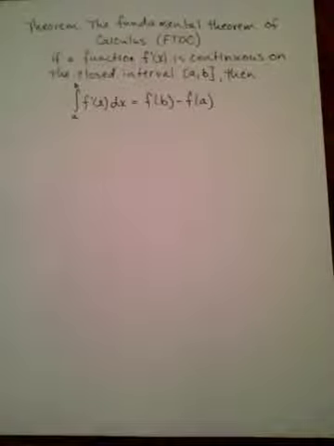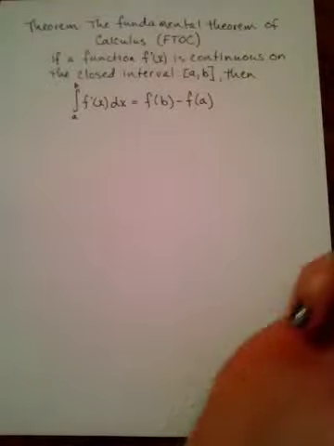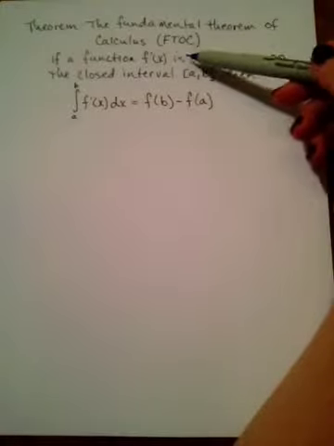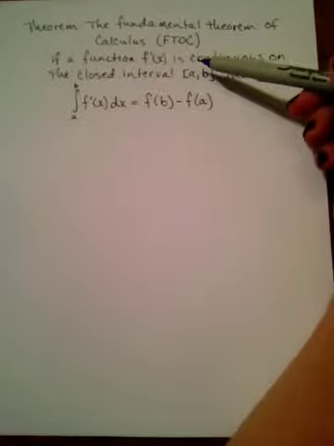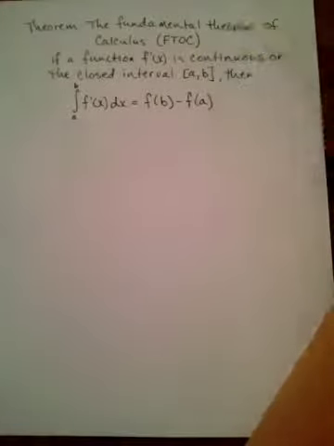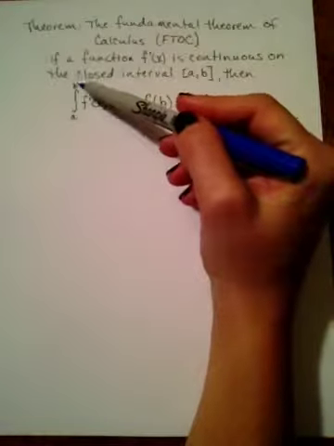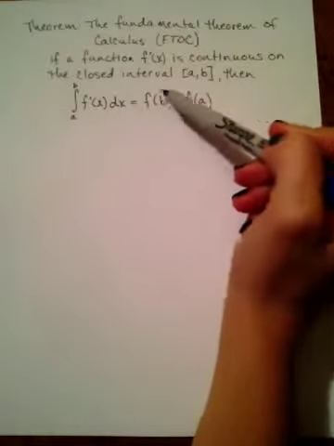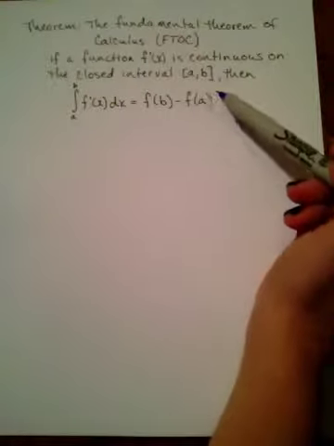So this video is about the fundamental theorem of calculus, the FTOC. We're going to start with just some function f prime of x that's continuous on a closed interval from a to b. If that's true, if it's continuous, then the integral from a to b of f prime of x dx equals f of b minus f of a.